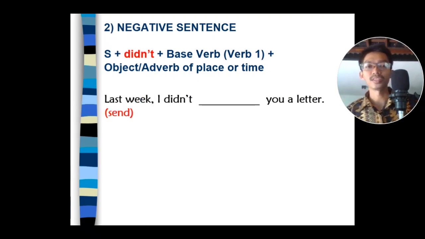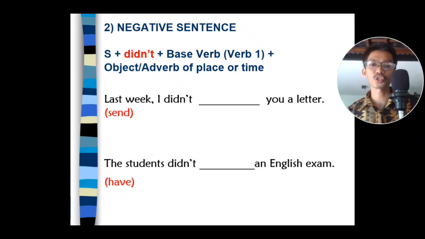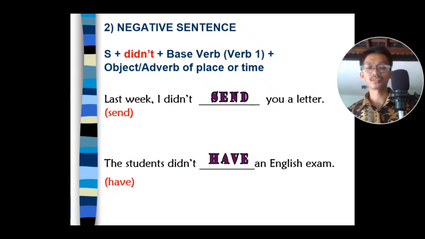Okay, I'll give you an example. Last week I didn't blank you a letter, and this is verb 1 or the base verb. Second example, the students didn't blank an English exam, and the base verb or verb 1 is have. So what are the answers? Last week I didn't send you a letter. The students didn't have an English exam.